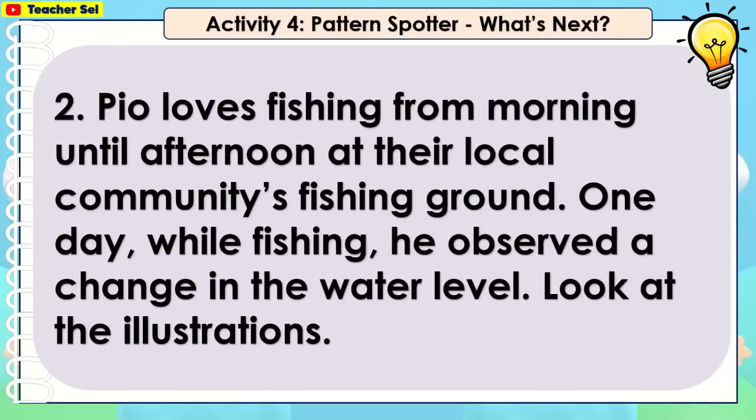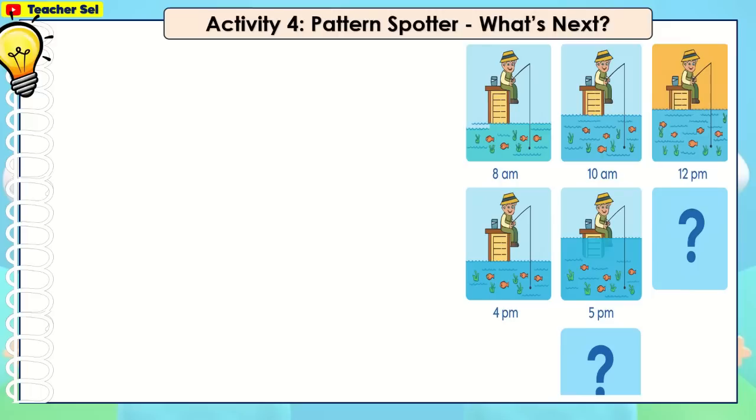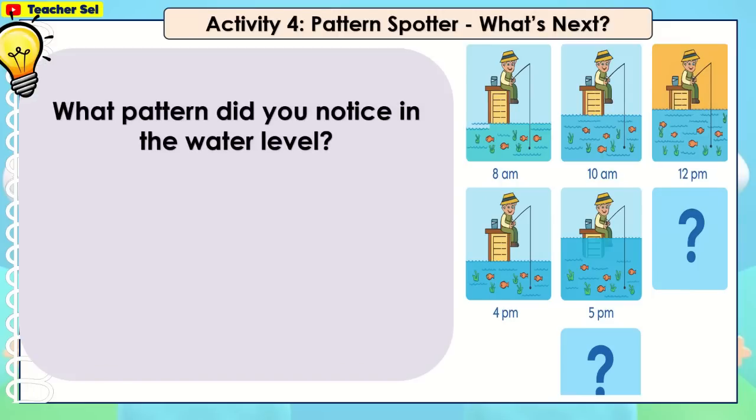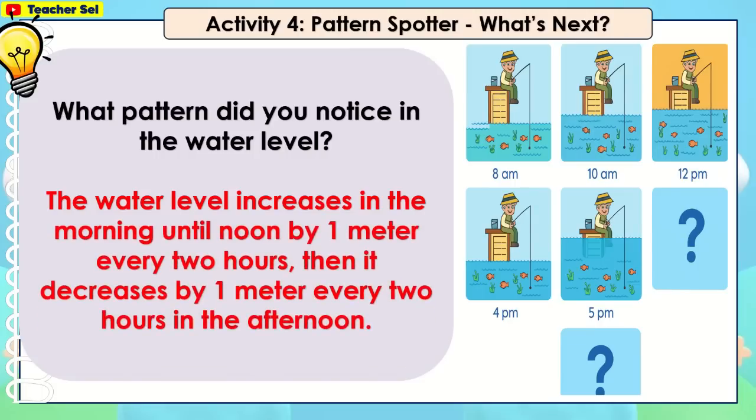Pio loves fishing from morning until afternoon at their local community's fishing ground. One day, while fishing, he observed a change in the water level. Look at the illustrations. What pattern did you notice in the water level? Very good. The water level increases in the morning until noon by 1 meter every 2 hours, then it decreases by 1 meter every 2 hours in the afternoon.